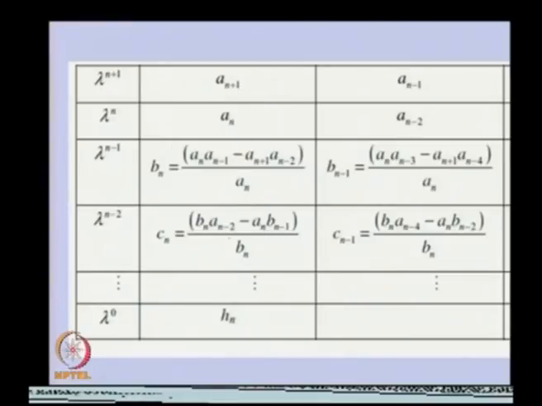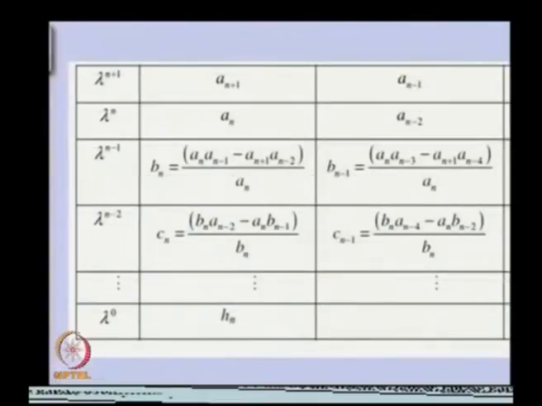Now I will be showing the third and fourth columns. As a continuation of the previous one, we have a n minus 1, a n minus 3, a n minus 2, a n minus 4 like this, and here b n minus 1, c n minus 1. All these coefficients have been defined based on the previous coefficients and can be calculated, but we only need to see that in the first column, there should not be any change in the sign.